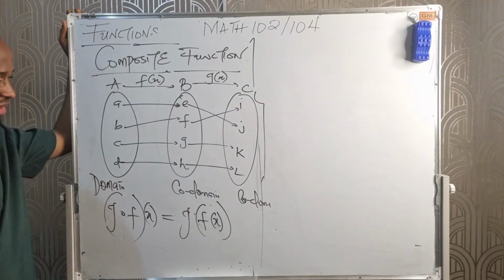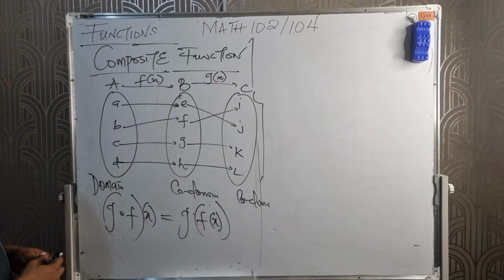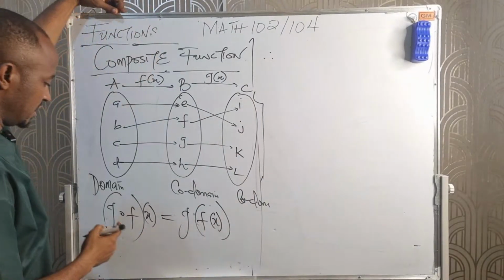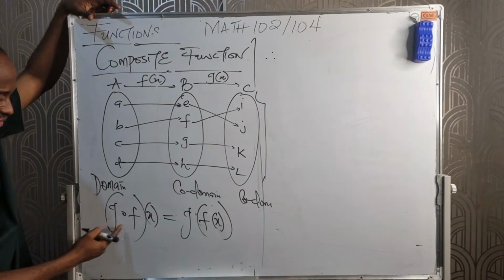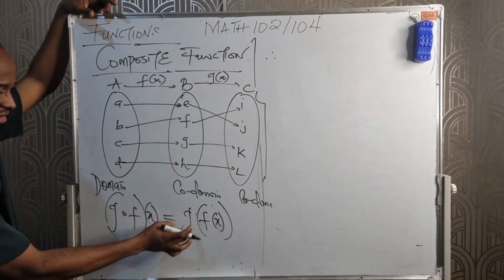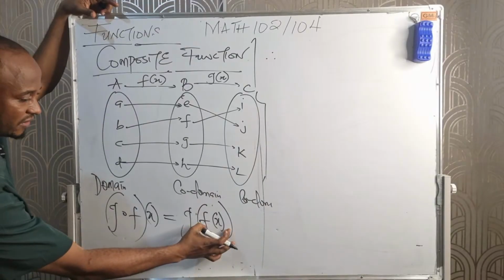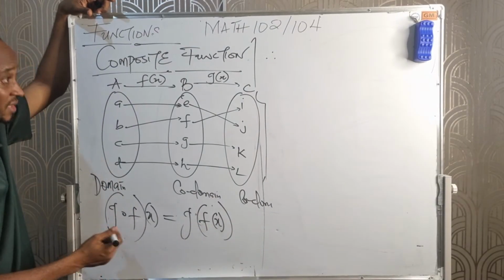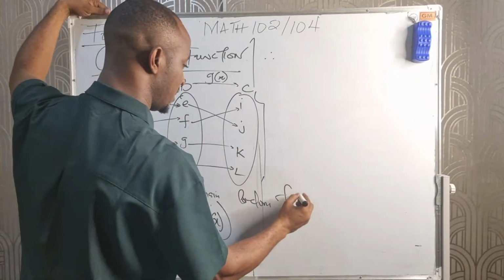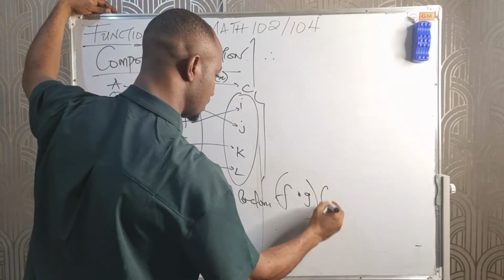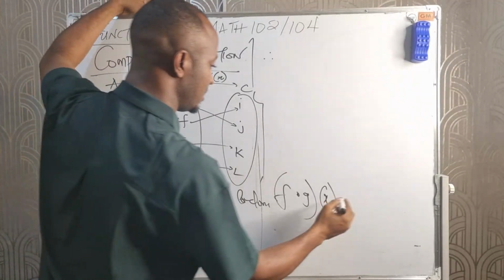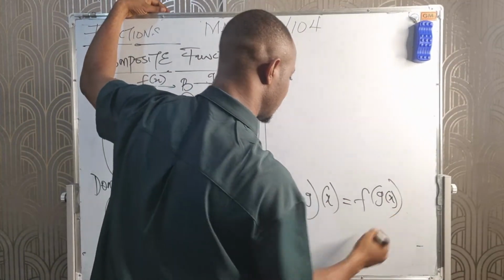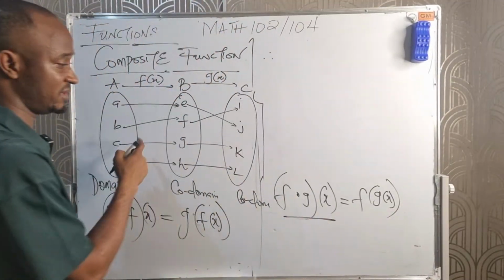Am I communicating here? Okay, let's see what we can do. This implies that g of f of x is the form for this case. If I have f o g of x, this can be written as f of g of x. But this diagram is the reverse of this, right?